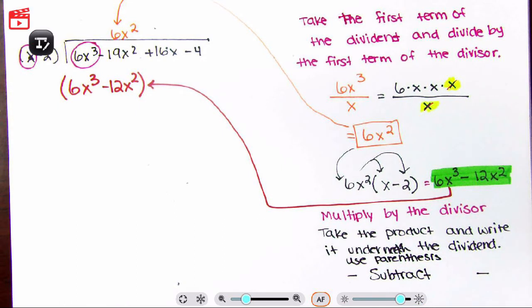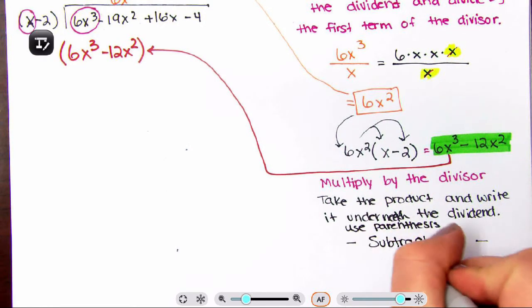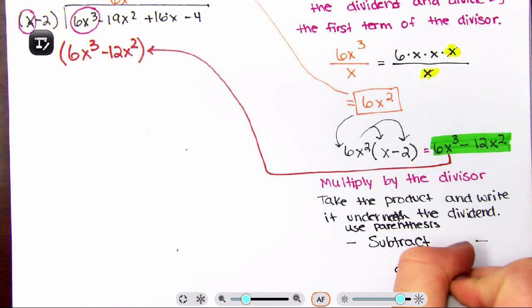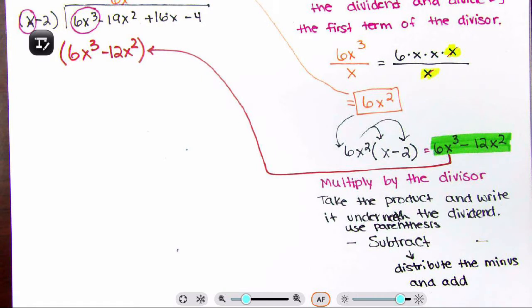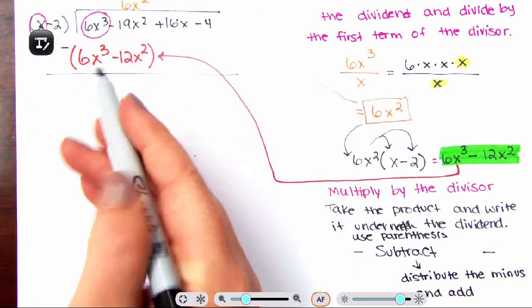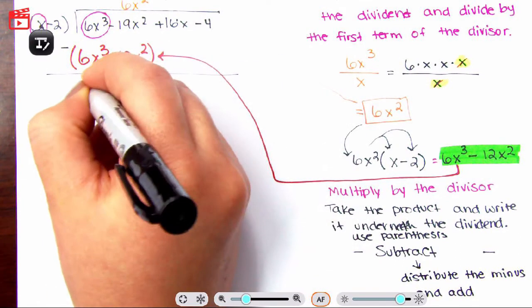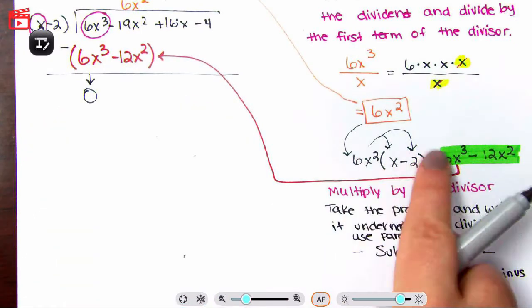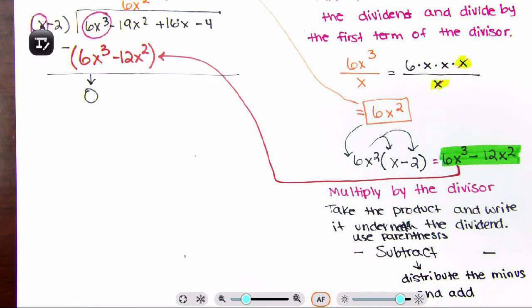You're going to subtract, but you're going to almost distribute that negative and add. The reason you distribute that negative and add is because sometimes it gets a little tricky. So we're going to subtract these. These are going to go away. 6x cubed minus 6x cubed, that's 0. And that's always what's going to happen if you've done this part correctly. This first term will always be 0.